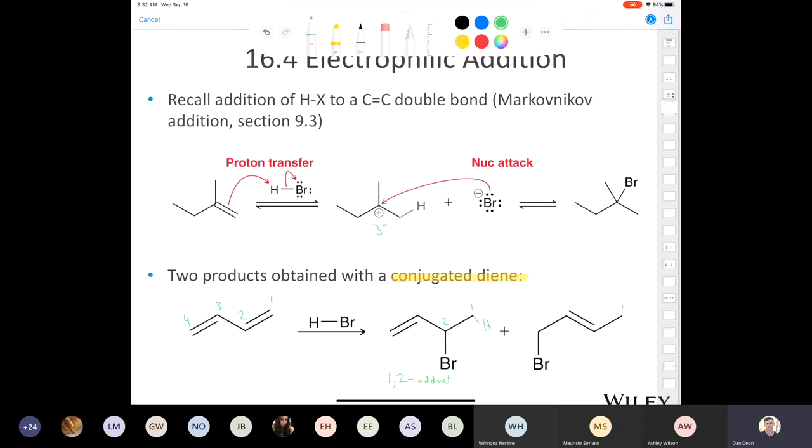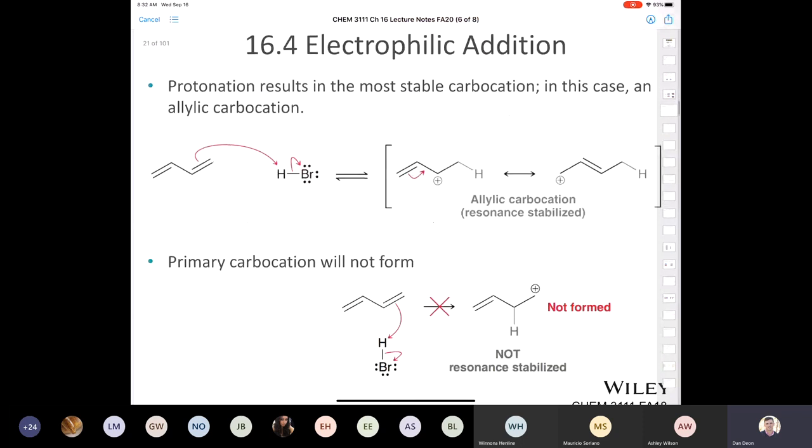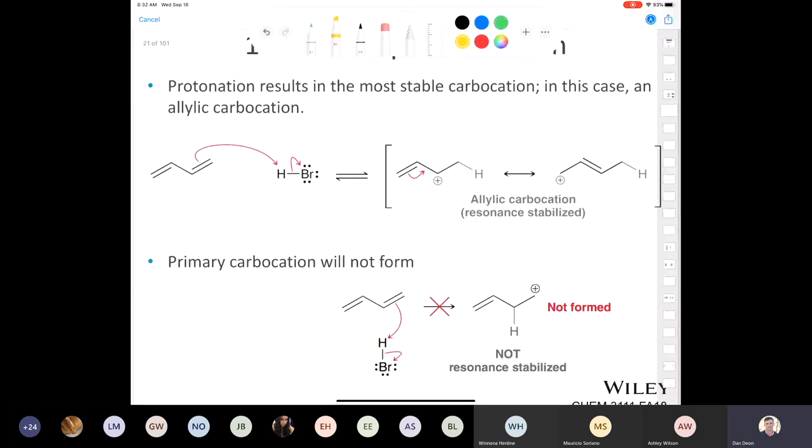And then if we label it here, so we have the hydrogen here, 1, 2, 3, 4, we call this the 1-4 adduct. Okay, so the 1-4 and the 1-2. And we're going to look at the mechanism as to why this happens. So first, what happens is you protonate and you get a special kind of carbocation, right? It's not your run-of-the-mill carbocation. It's an allylic carbocation, which is resonance stabilized, right? It's a resonance stabilized carbocation. So you might even look at this carbocation here and say, well, that's primary.